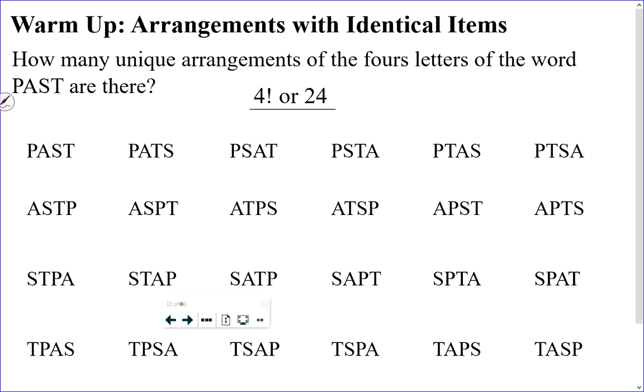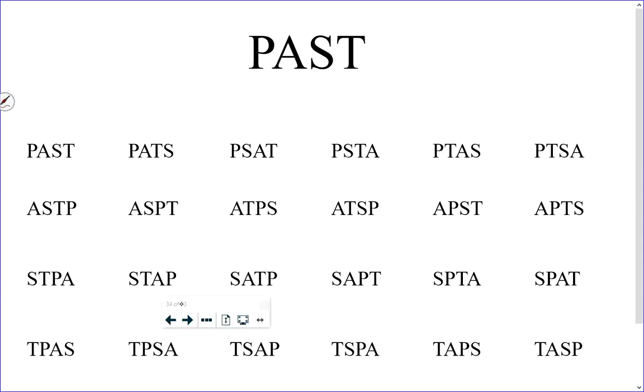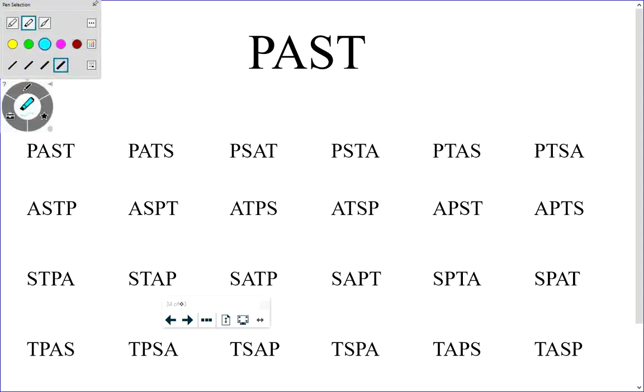Now the question is, and you're not going to show any work for this, but we're going to reason it out. How many unique arrangements of the 4 letters of the word pass are there? Now I want you to notice that past is very close to the word pass. They're off by 1 letter. But the important thing here is there are 2 S's. So here is my list of all of the letters of the word past. And we are going to change this, everybody, to pass. This is going to become an S. All of these are going to become S's.